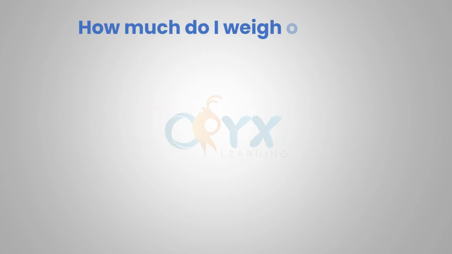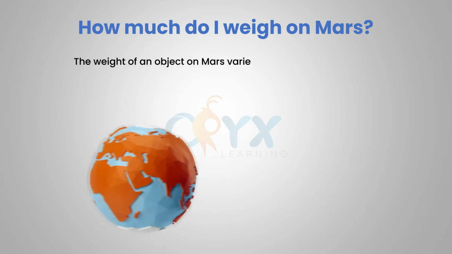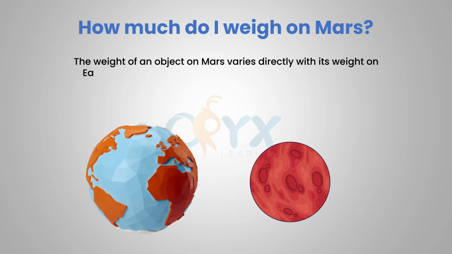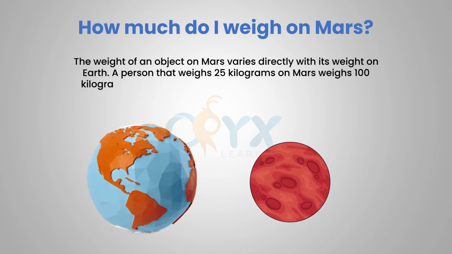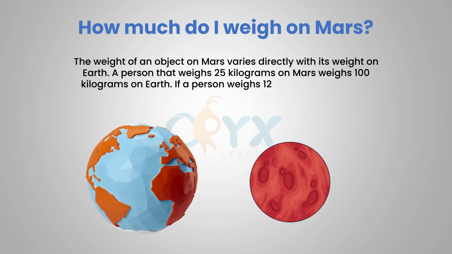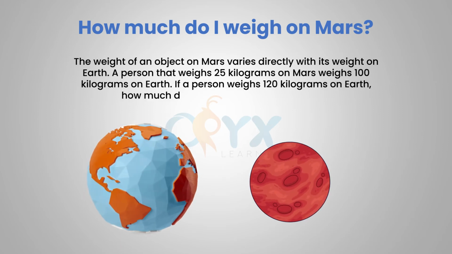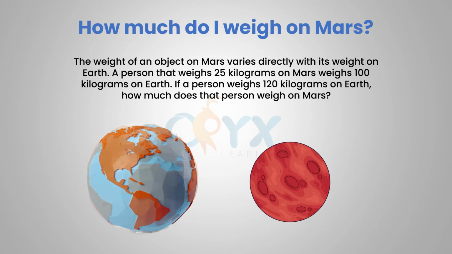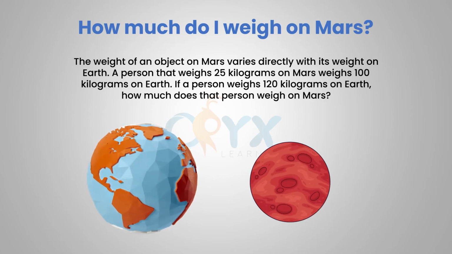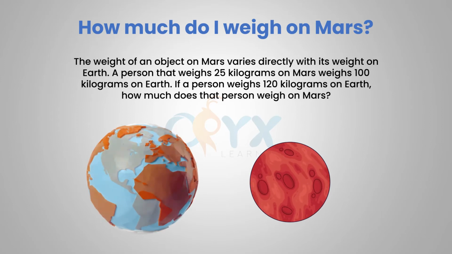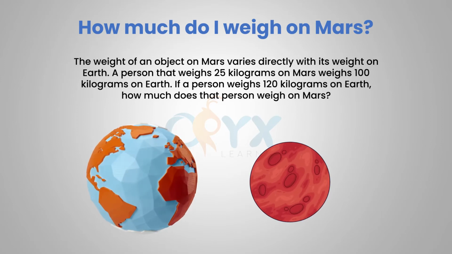How much do I weigh on Mars? The weight of an object on Mars varies directly with its weight on Earth. A person that weighs 25 kilograms on Mars weighs 100 kilograms on Earth. If a person weighs 120 kilograms on Earth, how much does that person weigh on Mars? If you'd like to know the answer to this question, please follow along and we'll come back and visit it at the end.